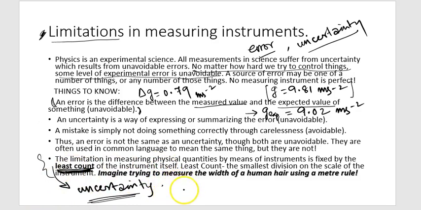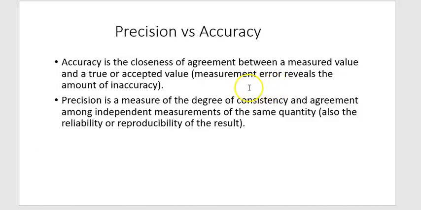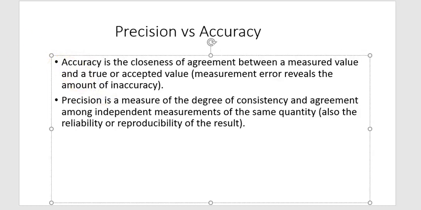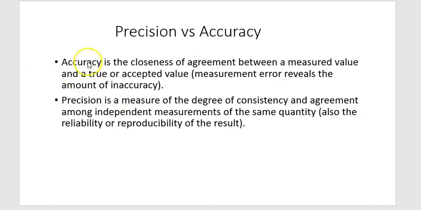Which leads us to another discussion, a discussion on precision and accuracy. Now again, much like errors and uncertainties, precision and accuracy have for long been considered one and the same. But they are not.